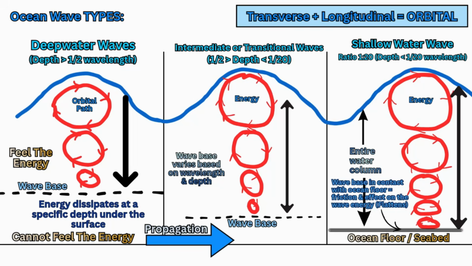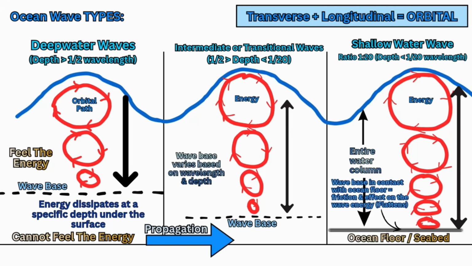Then you have the intermediate or transitional wave, which is basically a very large continuum of energy between deep water and shallow water. Intermediate or transitional waves have an energy depth which is smaller than half the wavelength but greater than 1/20th the wavelength. And this can vary based on the wavelength and depth of the energy as it moves through the ocean.